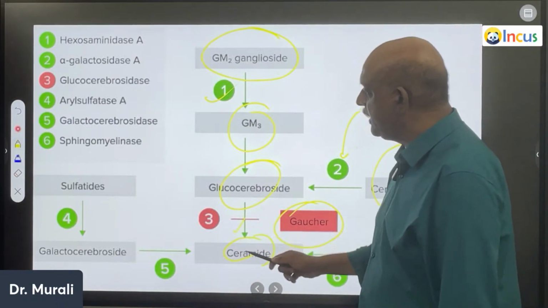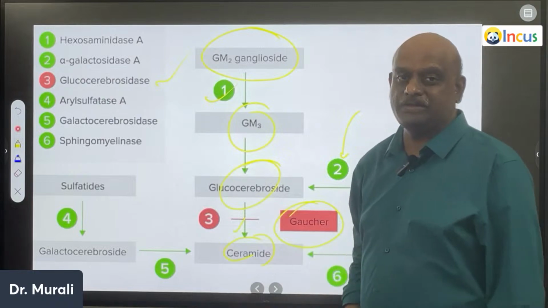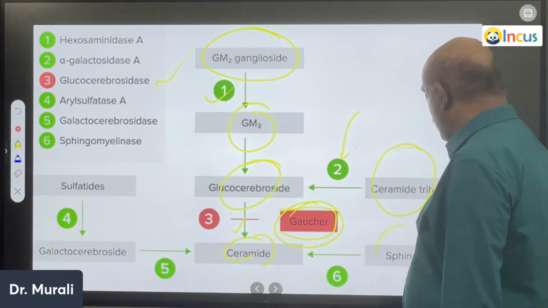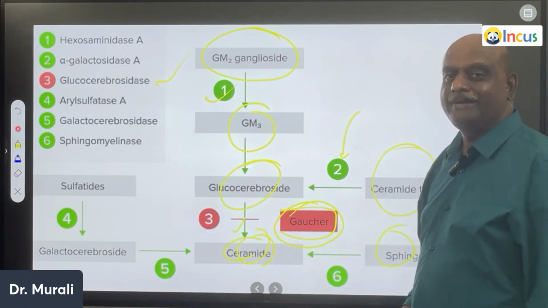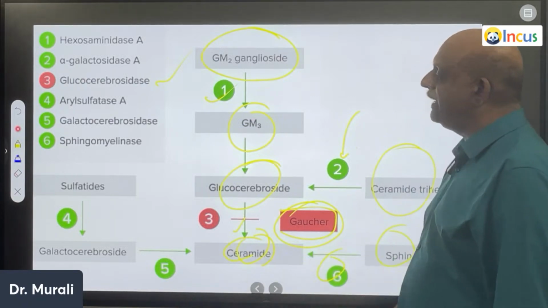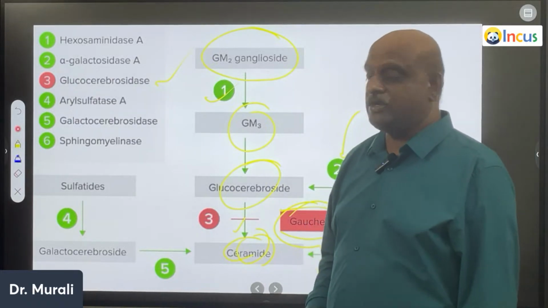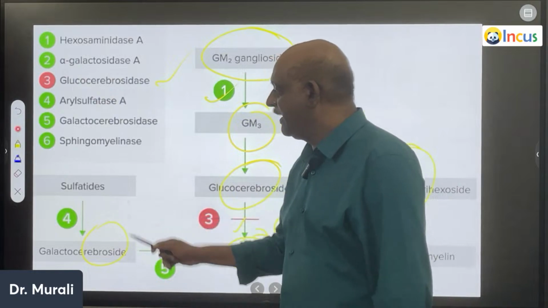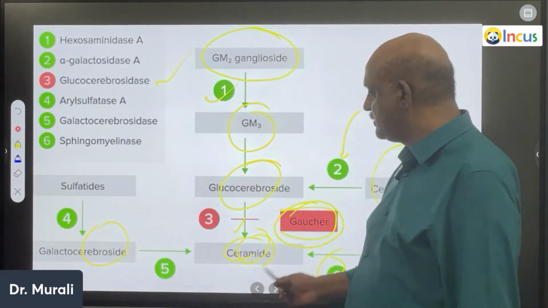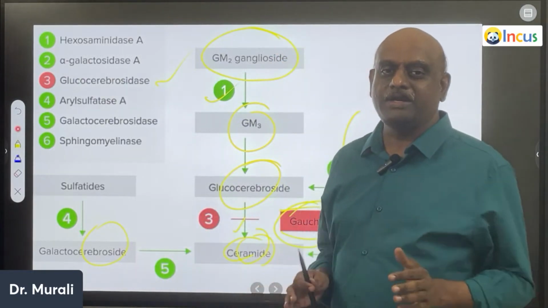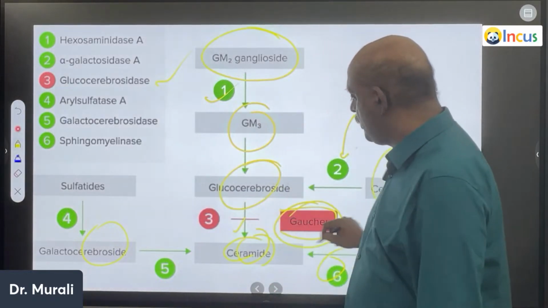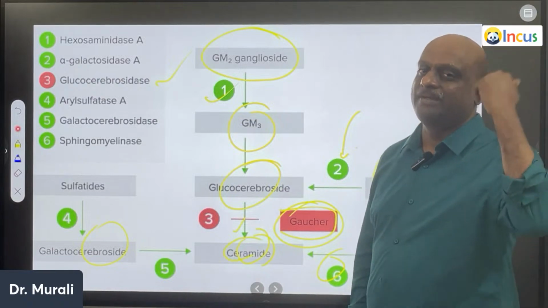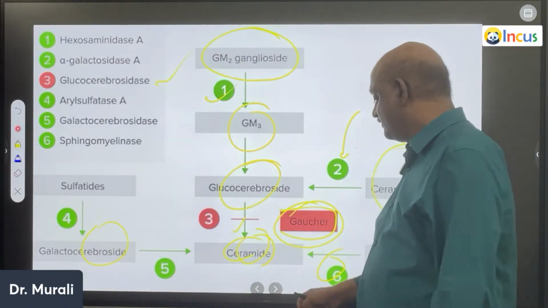Then here you have something called glucocerebrosidase, and this is where Gaucher is involved. Then sphingomyelin converts into ceramide, and this is called sphingomyelinase. Sulfatides become galactocerebroside, and this is the place where aryl sulfatase A is the enzyme involved. So in all these conditions, you need to know which enzyme is involved in which stage and which enzyme deficiency leads to which condition. One of the favorite questions.